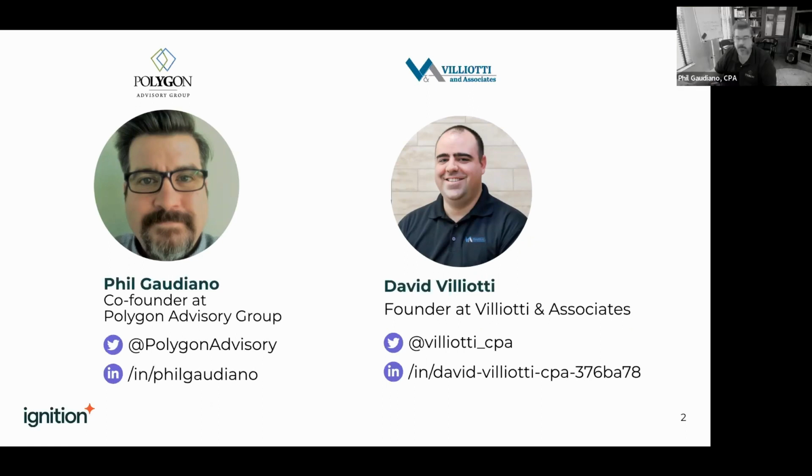Okay, great. Yeah, my name is Phil Gaudiano. I'm a co-founder of Polygon Advisory Group. We are a virtual CPA firm with a heavy focus on tax, and within that, our niche, I'll say, is crypto. So we help a lot of crypto investors and a lot of crypto companies file appropriate tax returns, and we help them with their accounting and things like that.